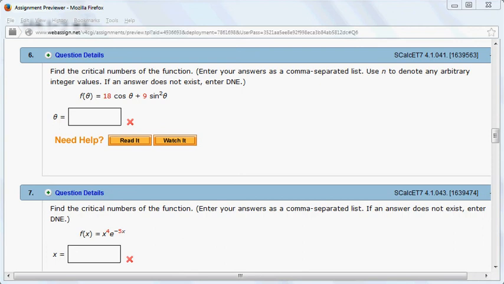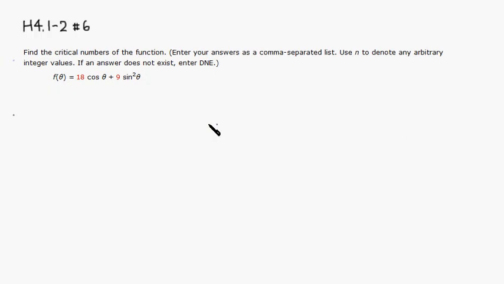Okay, let's look at homework 4.1, 4.2, problem number 6. We want to find the critical numbers of this given function here. So let's do that. In order to find a critical number, we need to find the derivative.